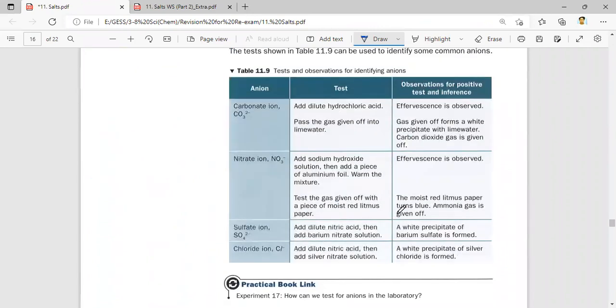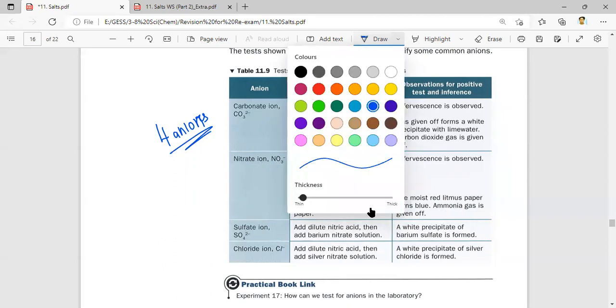Now, anion, how many do I need to remember? I only need to remember 4 of them. The good thing is that there's only 4 anions in my syllabus that I need to remember. The bad thing is each anion is a different test. I say again, although there are only 4 anions, each anion is a different test.